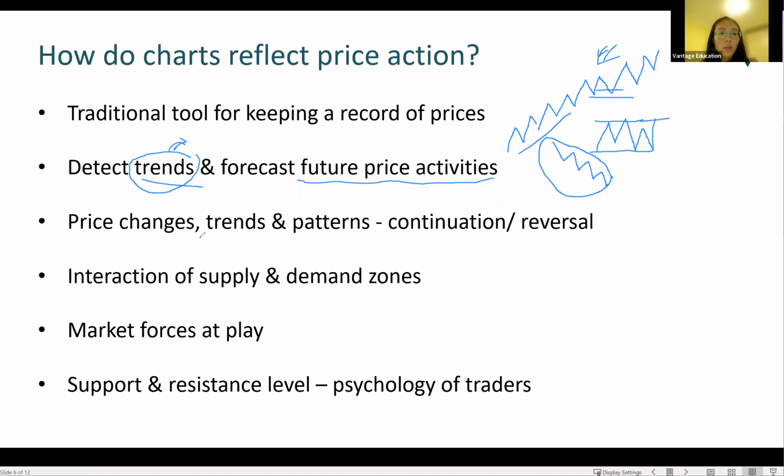So in general, when you look at candlestick patterns or just charts in general, in technical analysis, you can see very clear price changes as well in an uptrend or a downtrend. You can also see the trends and patterns. So with regards to trends and patterns, with patterns in general, we are referring more to chart patterns. So continuation and reversal patterns.